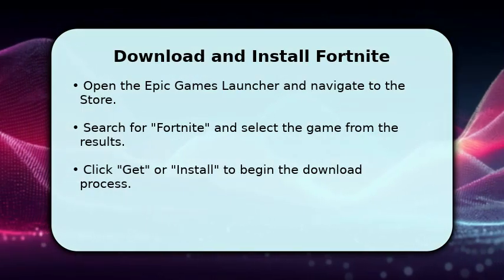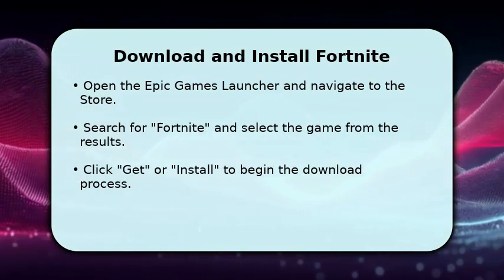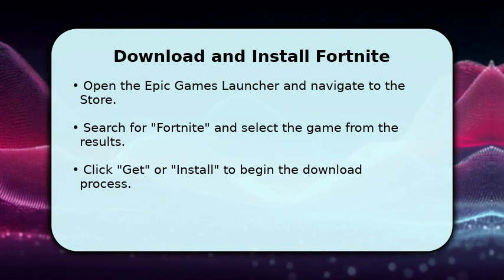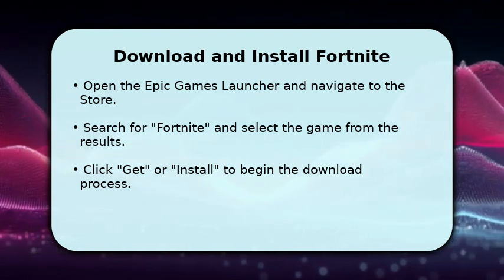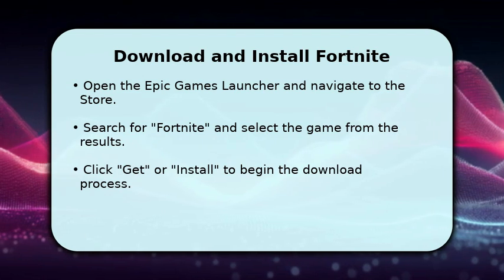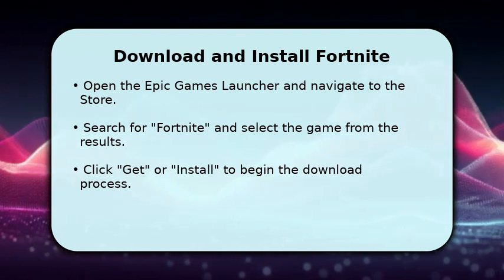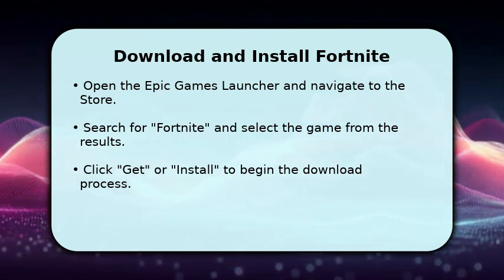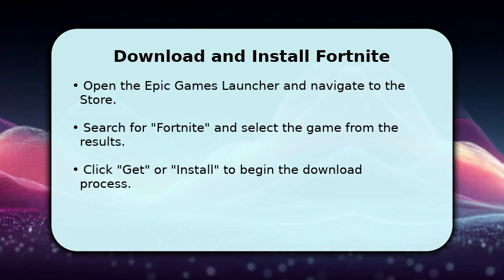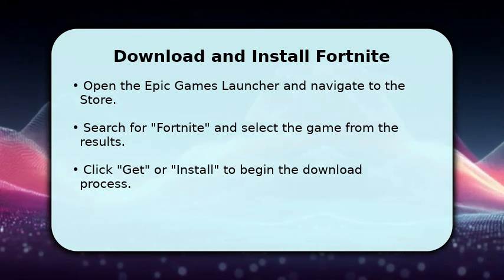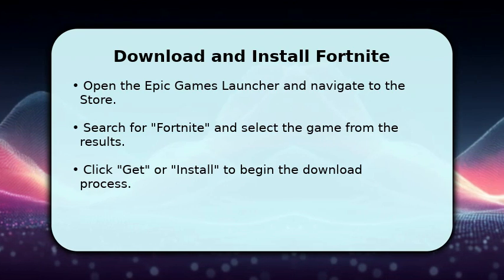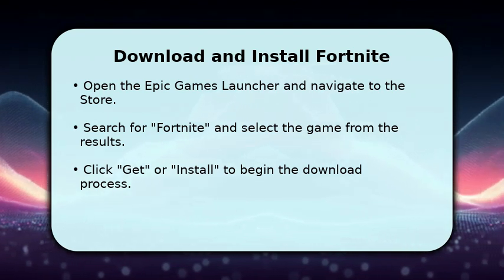Now that the launcher is set up, open it and head over to the store section. You can easily find Fortnite by using the search bar at the top right. Once you locate the game, click on it to go to its product page. From there, simply click the Get or Install button to start downloading Fortnite to your computer. The download size is significant, so ensure you have enough disk space.